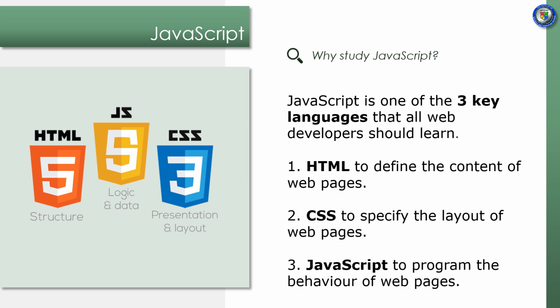JavaScript is one of the three key pillars of web development, so it's really important to understand it. We use HTML to define the content and structure of our web pages. We use CSS to specify layout and styling. And finally, we'll use JavaScript to program the behaviours of our web pages.